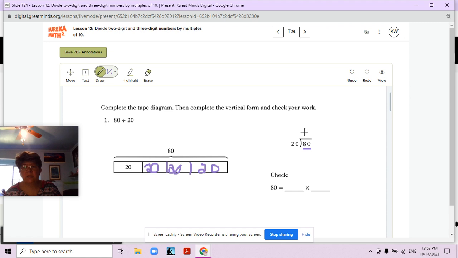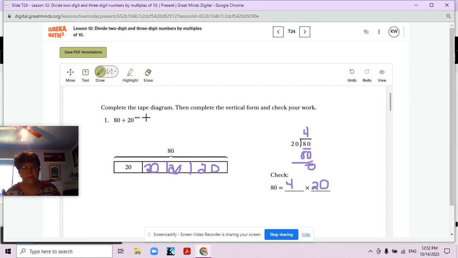80 divided by 20. All right. So I'm thinking about 4 because 2 times 4 is 8. So 4 times 20 is 80. And when I subtract, I have nothing left over, right? And if I'm going to check my work, I'm going to multiply. What am I going to multiply? I'm going to multiply my quotient times my divisor, and it's going to equal my dividend, right?